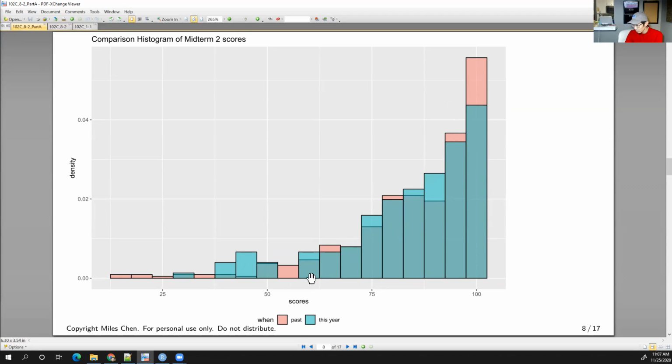And this, in blue, is this year's distribution of midterm 2 scores. Again, very similar. Maybe in previous years, we had a few more people scoring 100, just kind of the flip of what happened in midterm 1. But overall, similar distribution. Okay.